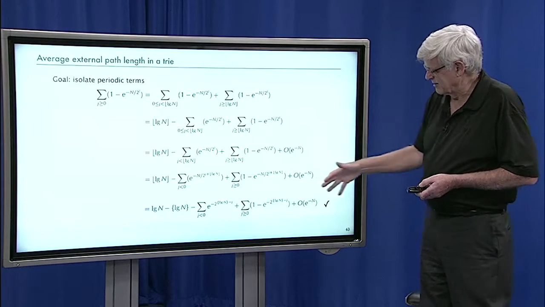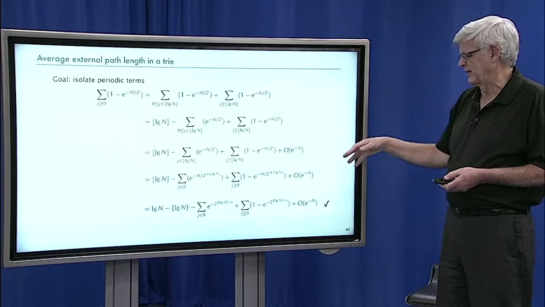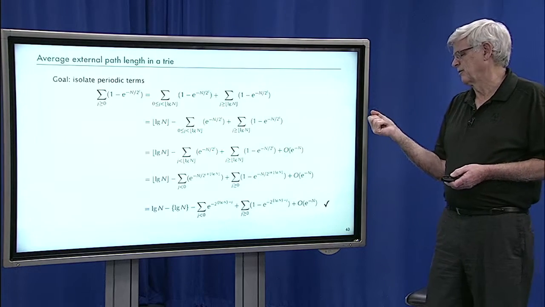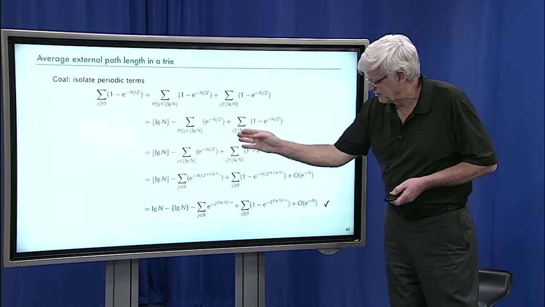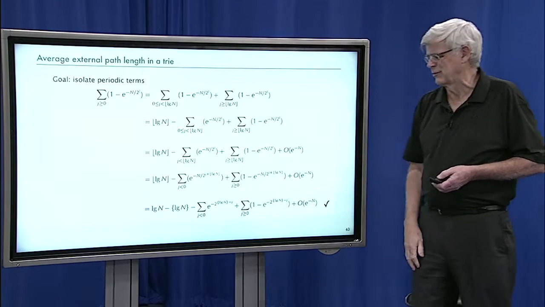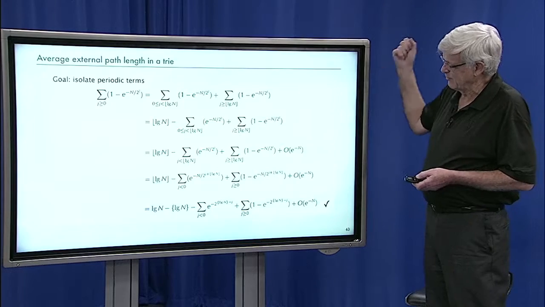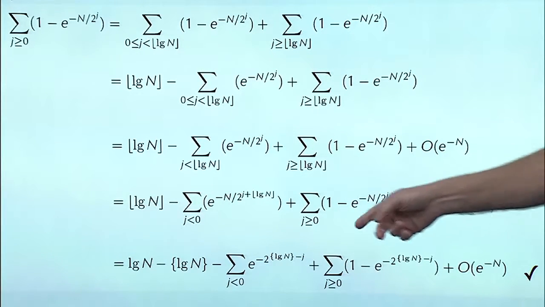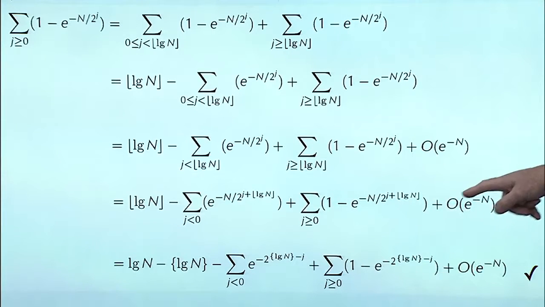So the end sum of this thing is, what's floor of log n? That's the biggest integer less than log n. That's the function log n minus floor of log n. As n increases, this function, the fractional part of log n, goes from 0 to 1 and back again. So it's an oscillating function. But these other functions also are just functions of the fractional part of log n.